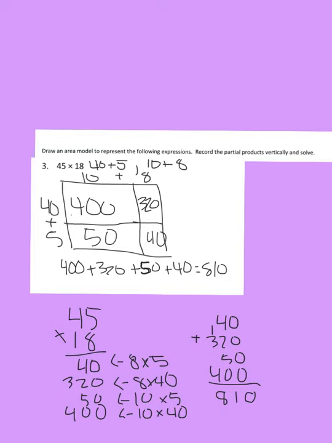And that's how you use your area model and your partial products to solve 2-digit times 2-digit multiplication problems. I just want to also point out that I called this 40 and I meant to say 400, and I called this 32 and I meant to say 320.